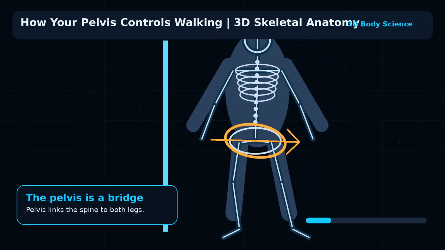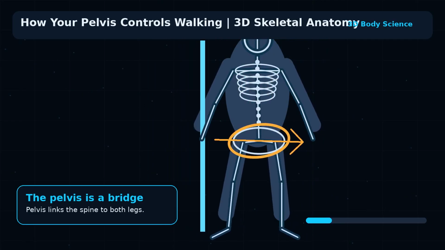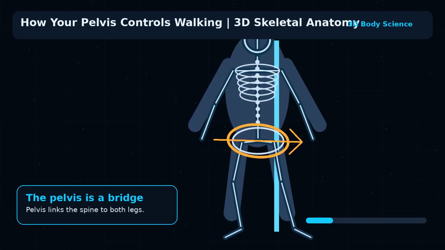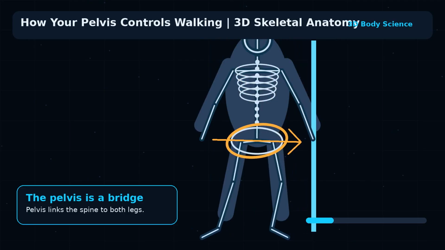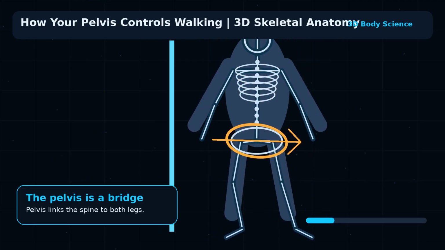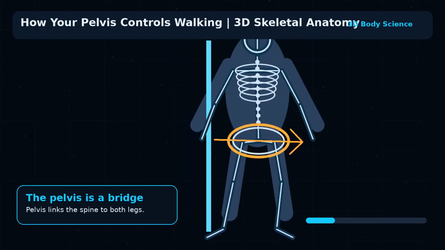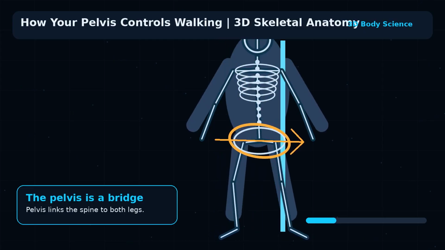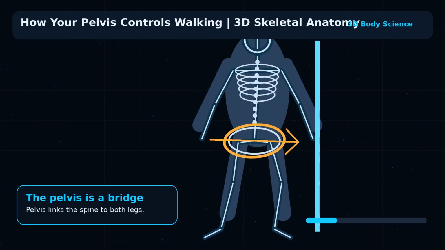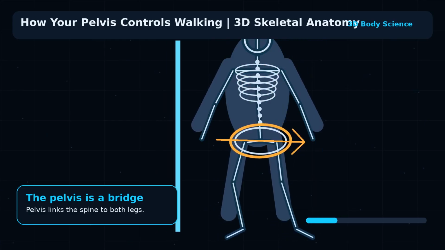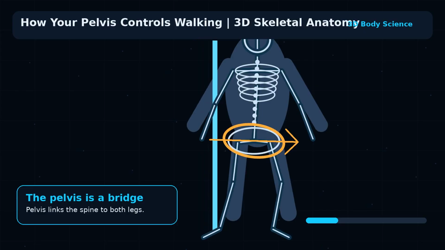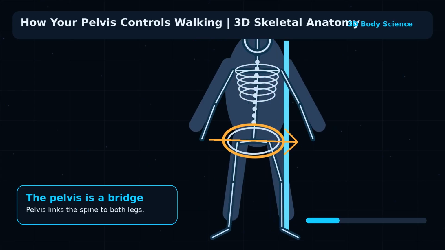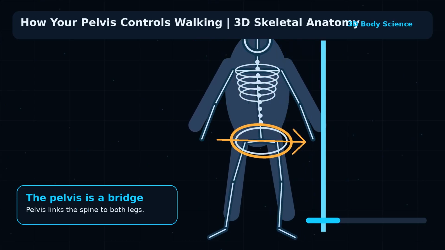The first key point is that the skeleton uses shape to guide motion. Joints are not loose hinges floating in space. They have curved surfaces, ridges, sockets, arches, and contact zones that nudge bones along certain paths. In How Your Pelvis Controls Walking, those shapes matter because they decide where force travels. A rounded surface may roll. A socket may center a bone. An arch may compress and rebound. A curve may spread load across a wider area instead of concentrating it in one spot.